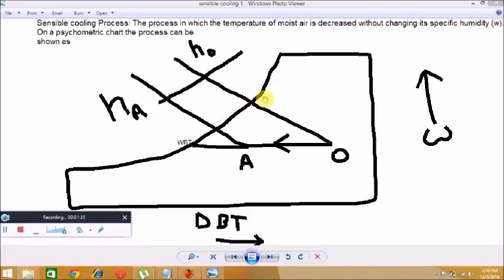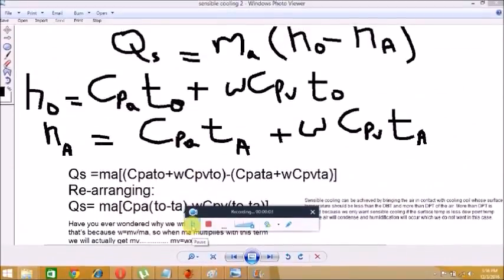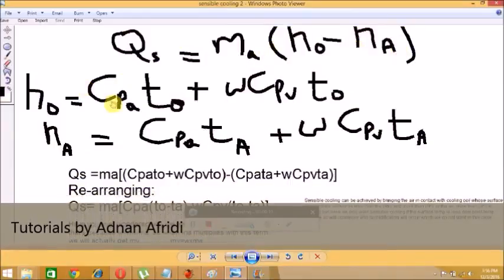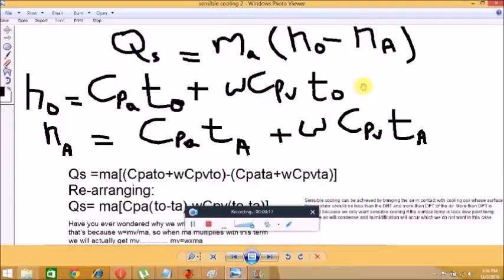Since there is also a change in enthalpy, some heat must be given to the air in order to undergo a sensible cooling process. The amount of heat which must be given to the air is represented by the equation Qs = Ma (H0 - HA), where H0 = Cpa T0 + omega Cpv T0. The term Cpa T0 represents the amount of heat required by the dry air part of moist air in order to reach state O, and omega Cpv T0 represents the amount of heat required by the water vapor part of moist air in order to reach state O.